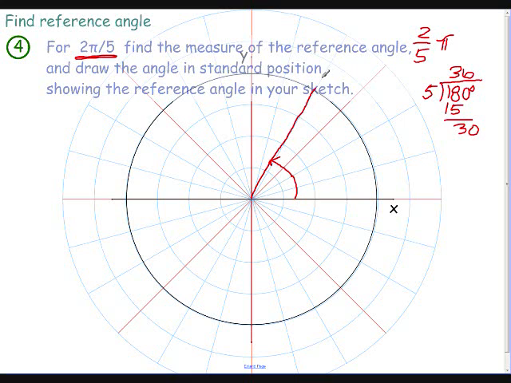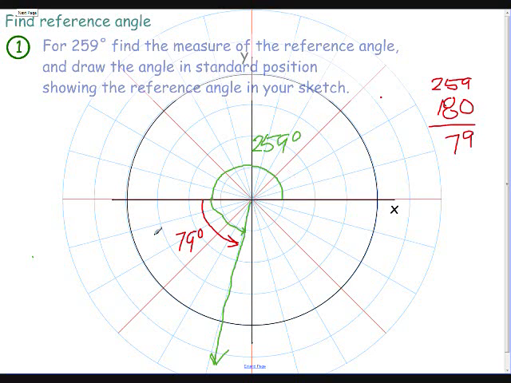So, find the measure of the reference angle here. I'm looking for the acute angle formed by the terminal side and the x-axis. Turns out it's exactly the same, right? It's 2 pi over 5. That's my reference angle. Makes me think back here. I don't think I marked this. This would be my reference angle.